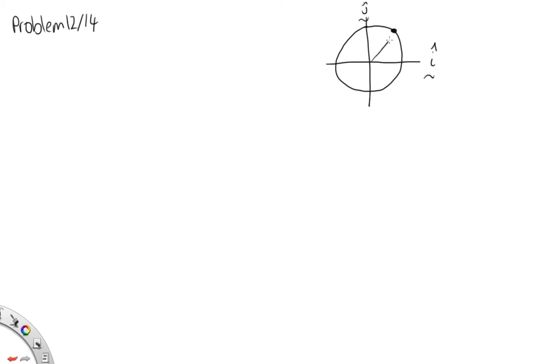Now at this point, it makes an angle of theta with the x-axis. It's a distance r from the center, where r is the radius, and in the x direction it's got a distance r cos theta, and in the y direction or the j direction r sine theta. So to write down the position vector for this, we can write r is equal to r cos theta in the i direction plus r sine theta in the j direction. That's the answer to part A.